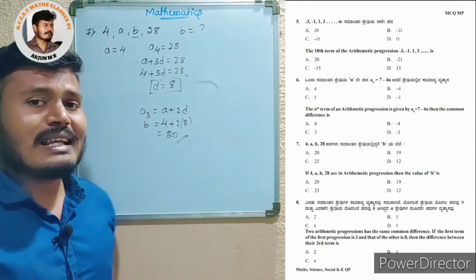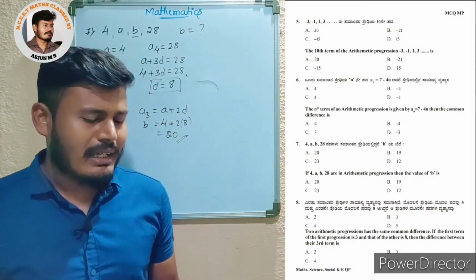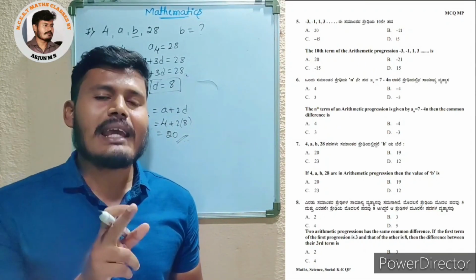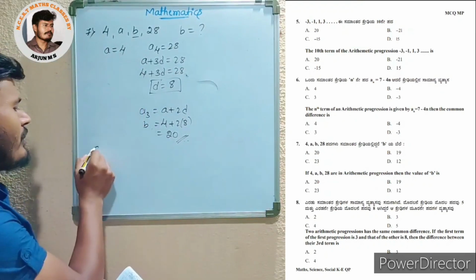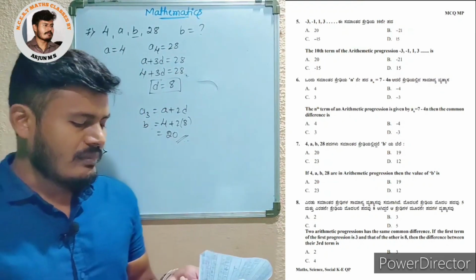So the third term as well as the value of b is 20. Option A is correct. So that answer is 20. Now we are moving on to the 8th question.